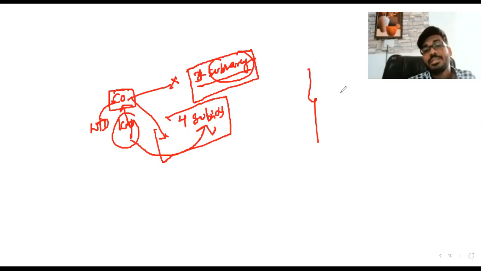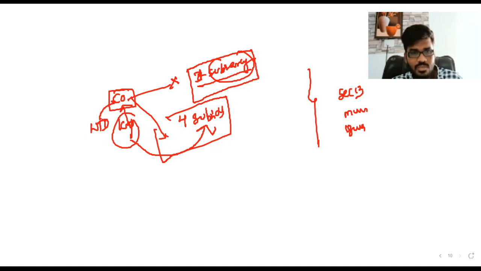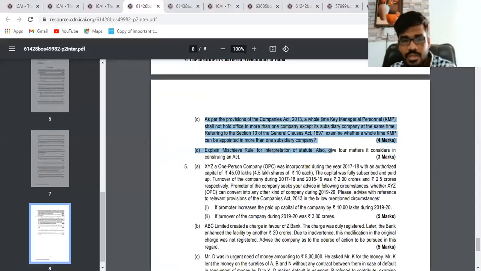No, sir. Section 13 clearly says that masculine gender includes female and singular includes plural also. Here he is appointed for its subsidiary, and it includes being appointed for one or more subsidiaries also. Singular includes plural. So this is the answer, sir. It is a 4 marks question. Simple question, 4 marks. What is the answer? Go through with that.